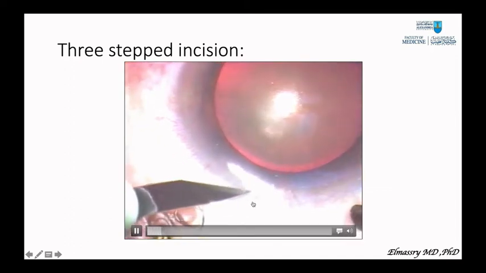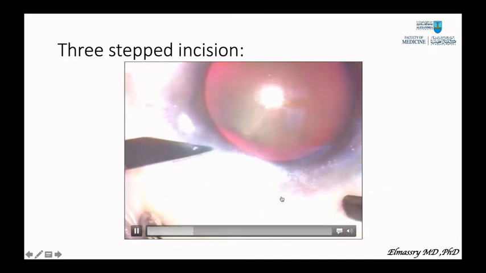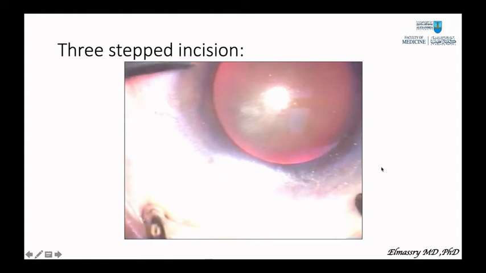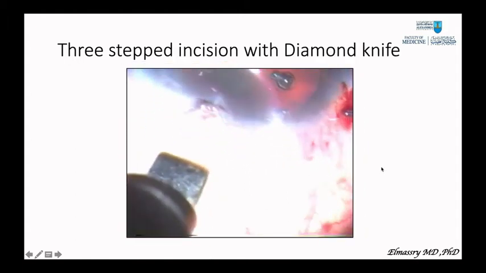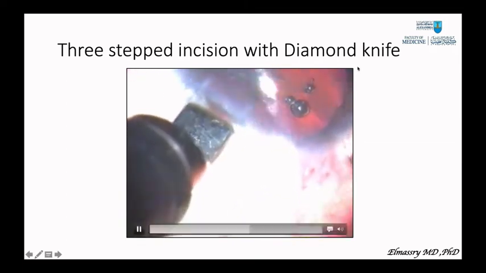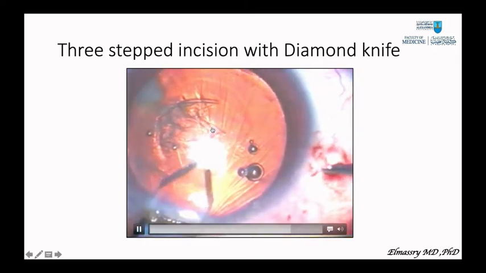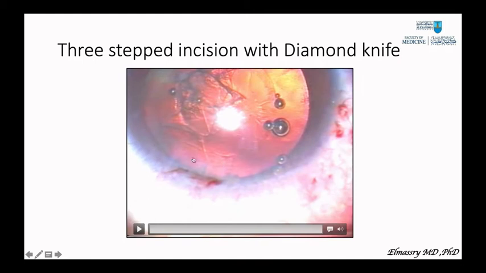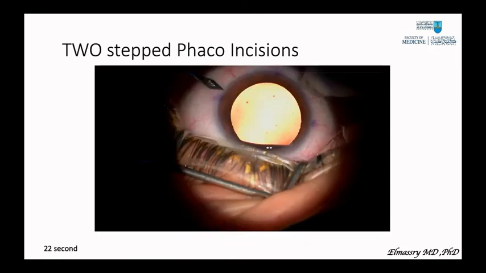This is the construction of the wound, first making an incision, which is about 3 millimeters at that time, and then the diamond knife makes the short tunnel incision, which is rectangular in appearance, and then goes into the anterior chamber. This is the typical and ideal wound incision for phacoemulsification, a self-sealed 3-stepped incision.